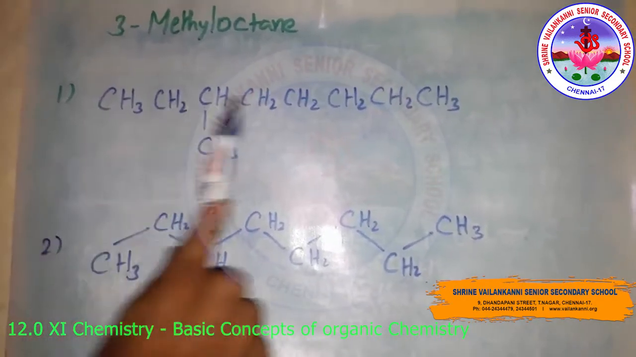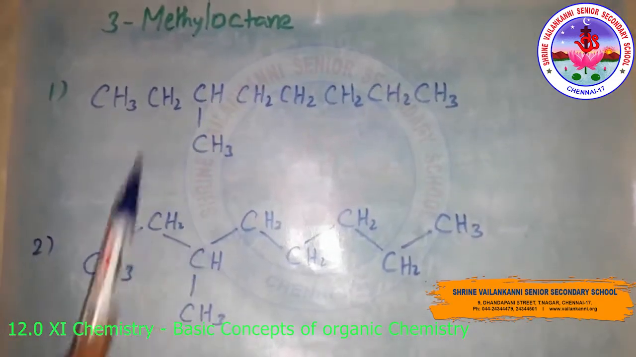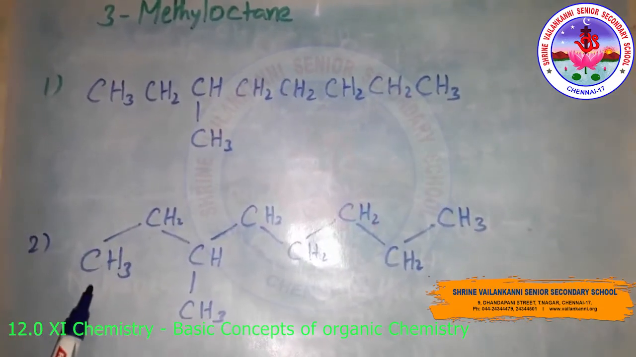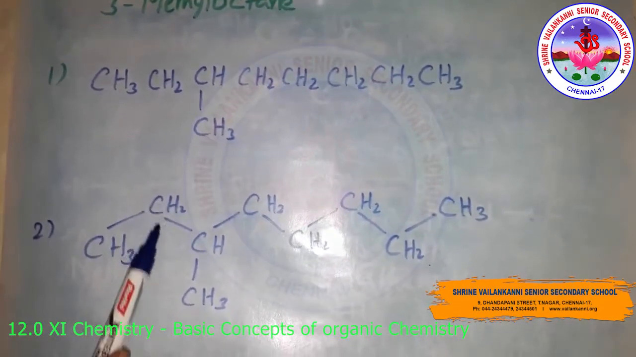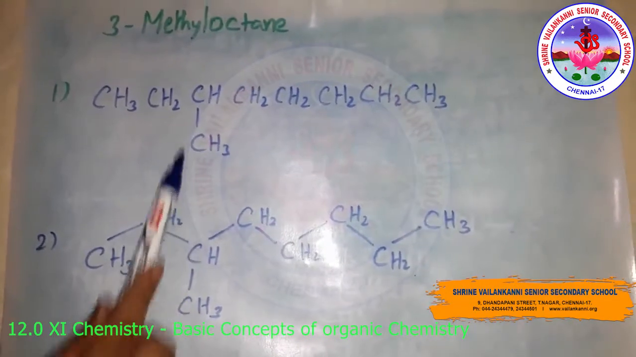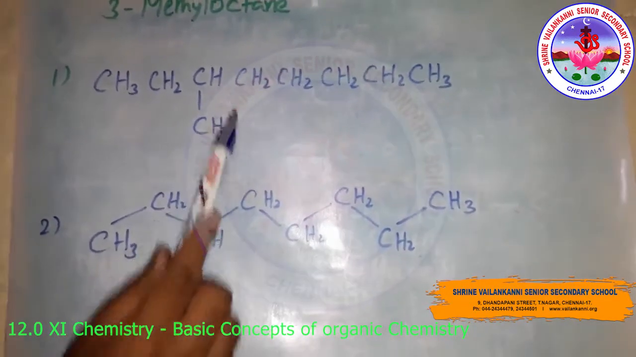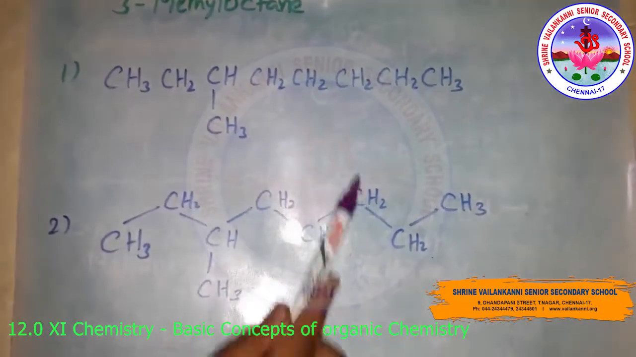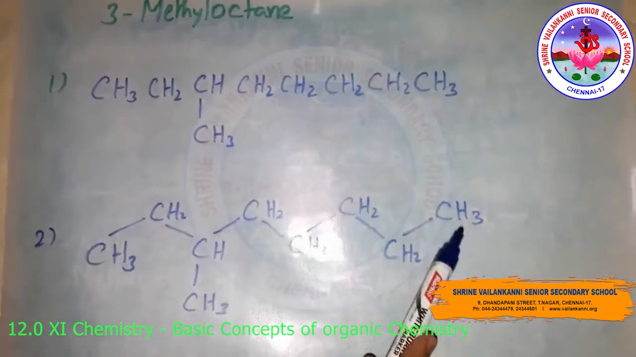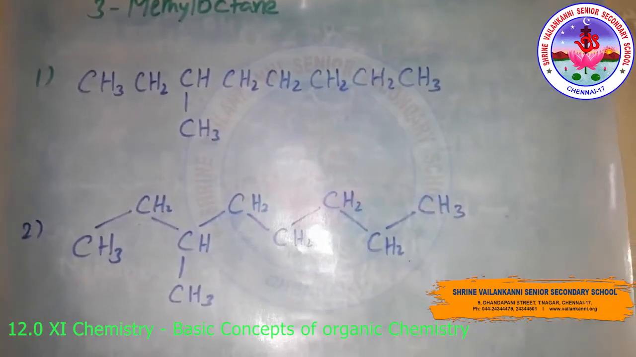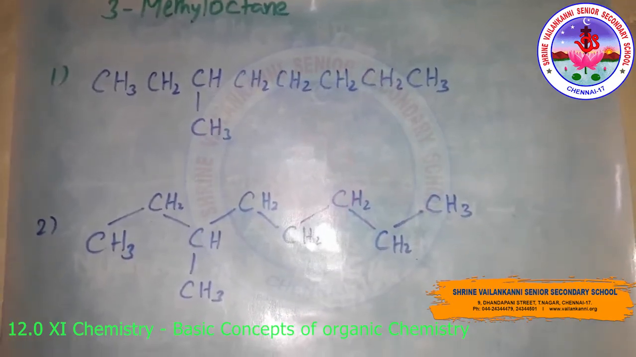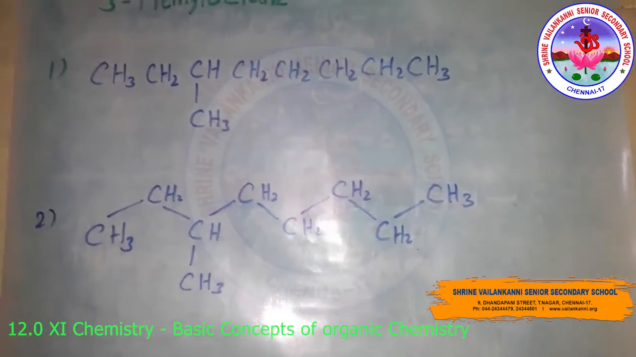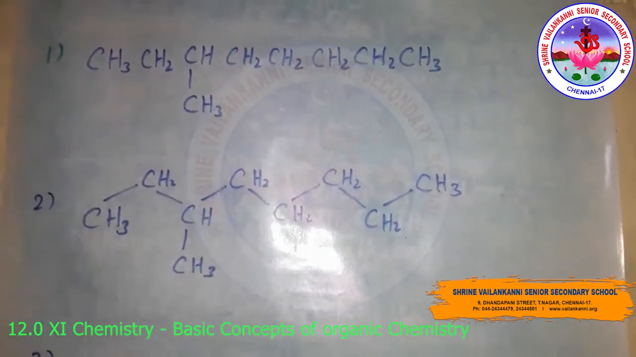So this is one way you have to write it, and the next way you can write it like this: CH3, CH2, CH, then CH3, CH2, CH2, CH2, CH2, then CH3. Or you can write it the third way, as the bond line method, that is the zigzag fashion.